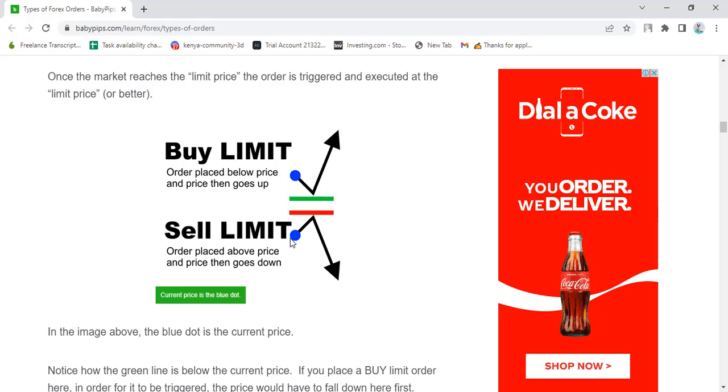A sell limit is the same. The market is at this level, we put a pending order. We want the market to come, trigger our sell limit, and then continue moving in the downtrend move. So that's all for the limit orders.